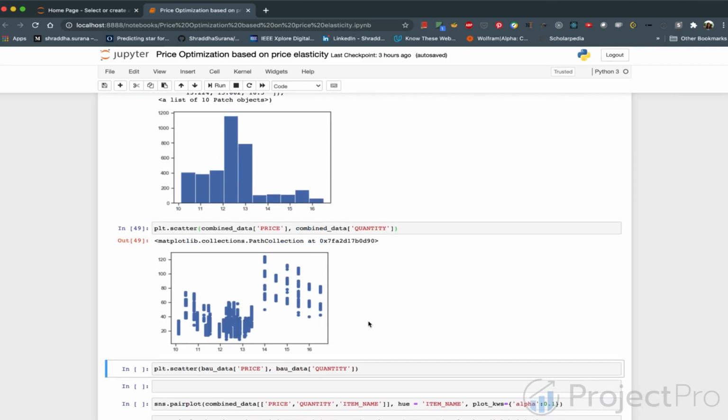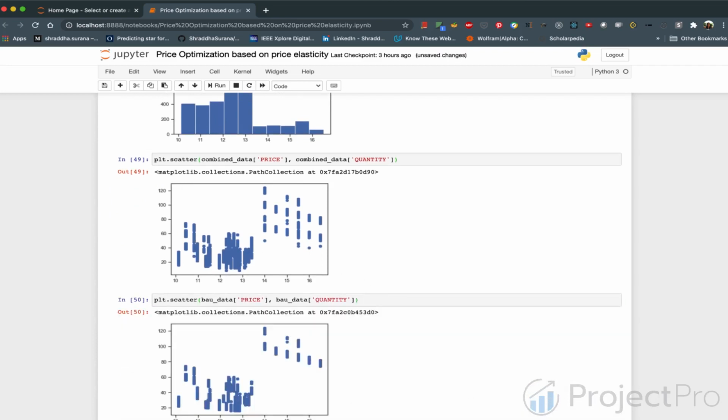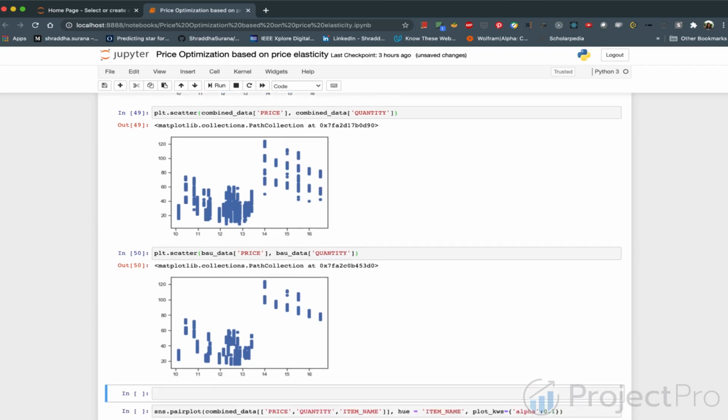So in the combined, again, if you see, some of the points have been removed because when we created the combined data set, we grouped the quantity, we summed the quantity which were on the same day. Right? So the two groupings again are as it is visible, and let's look at the BAU data as well.